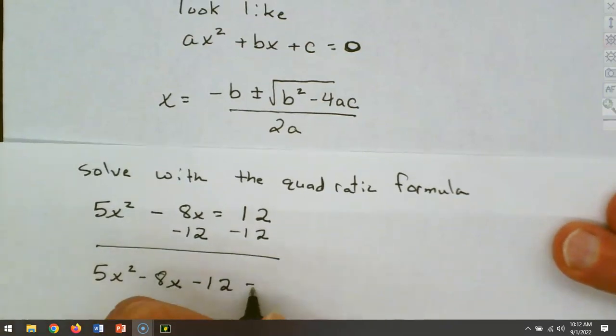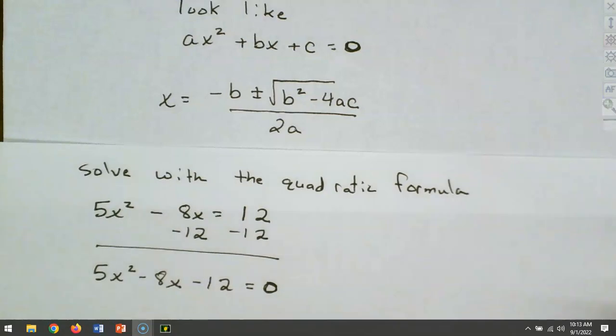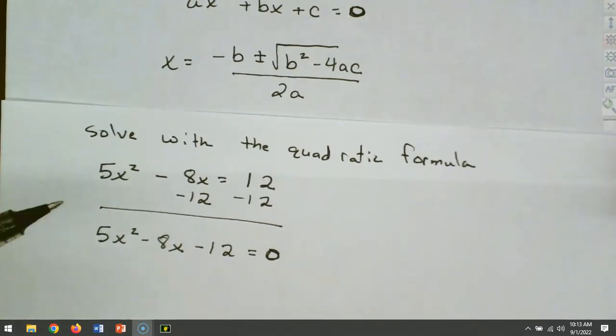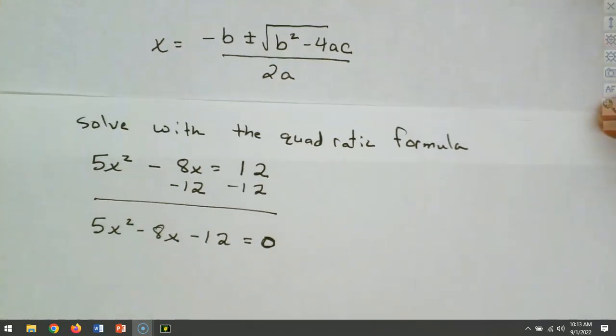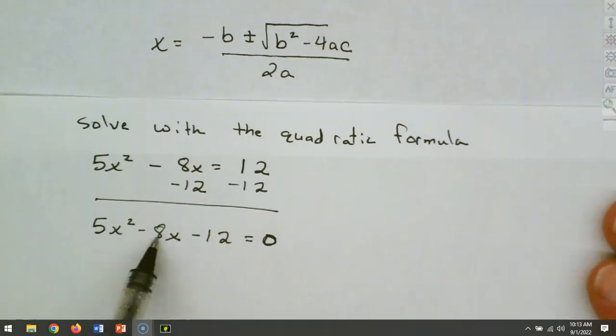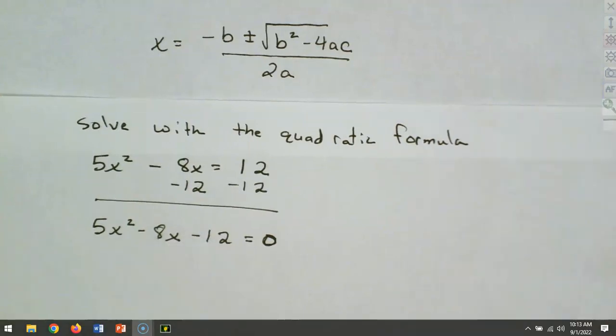And make sure it's set to 0. So it is. Once it's been set to 0, then we look and make sure it starts off positive, which it does. And then we look at our numbers, and we need to make sure that nothing comes out. A 5, an 8, and a 12, well, they have nothing in common.